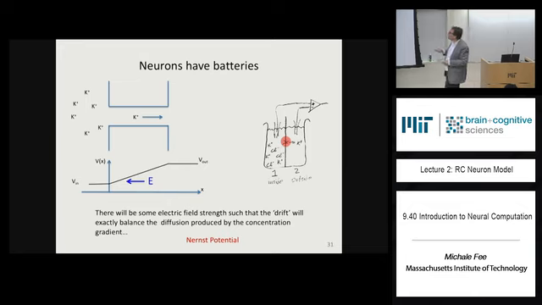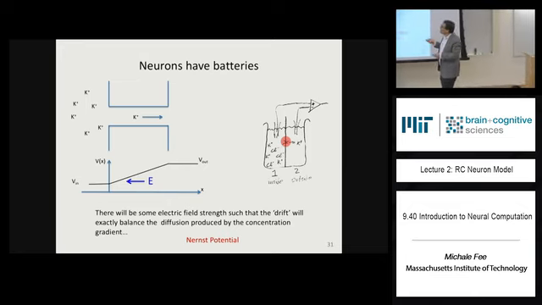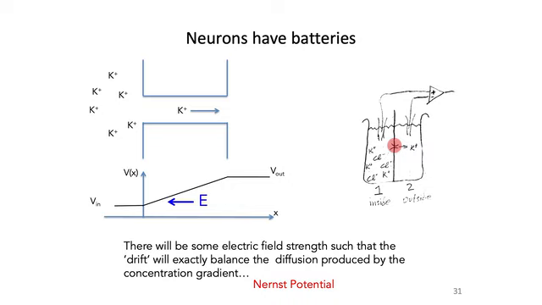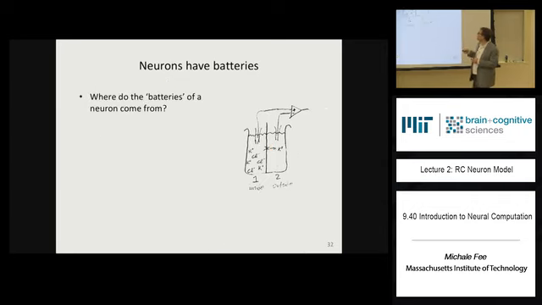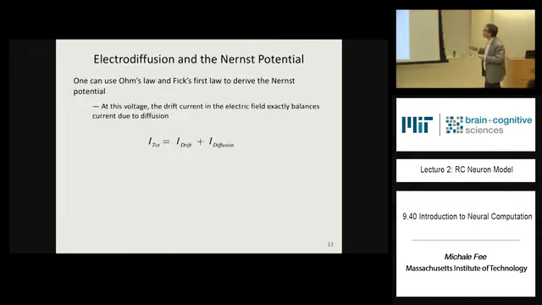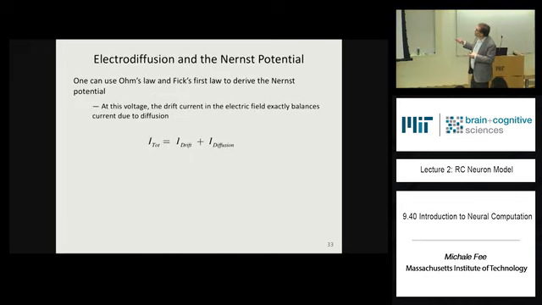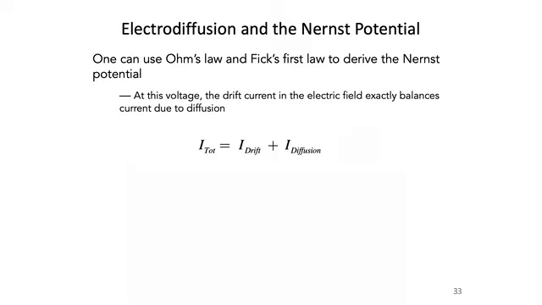And so we can calculate the voltage difference, because at equilibrium, the current flowing this way from diffusion has to equal the current flowing that way from drift in an electric field. Okay, so one way to calculate this is we're going to calculate the current due to drift, current due to diffusion, add those up, and that's equal to the total. And at equilibrium, that has to equal 0, right?